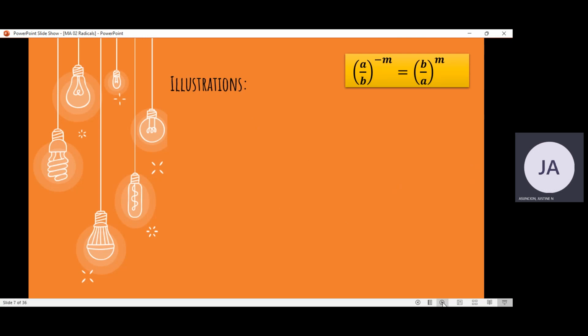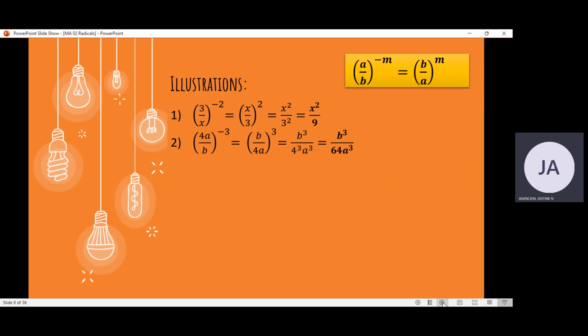Aside from this, let's apply this law: quantity A over B raised to negative M is equal to quantity B over A raised to M. So we reciprocate. For instance, quantity 3 over x raised to negative 2. So reciprocate, so that's x over 3, quantity x over 3 squared, or simply x squared over 9. Then another example, quantity 4a over b raised to negative 3. Again, applying the law, we have b over 4a cubed, simply b cubed over 64a cubed.